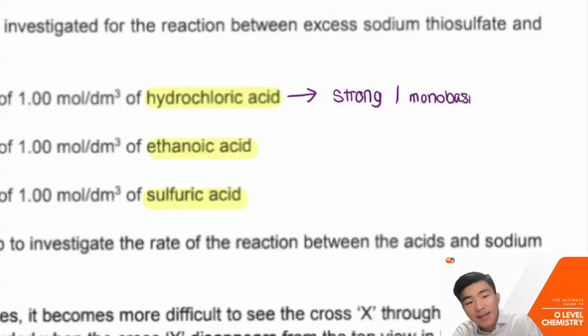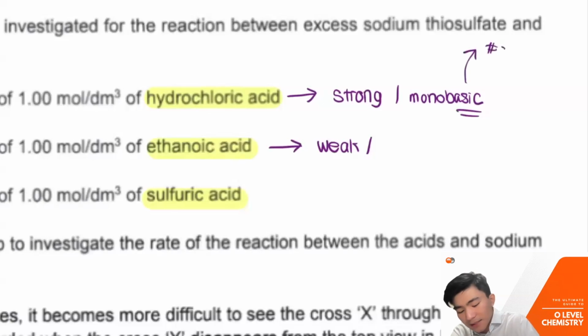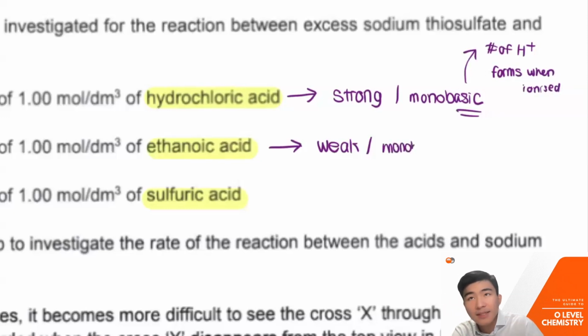Thank you, Melissa. Now, ethanoic acid, can anybody tell me, is it a weak acid or strong acid, monobasic, dibasic, or tribasic? Grace says weak acid, very good. Is it monobasic, dibasic, or tribasic? By the way, what does basicity mean? Basicity means how many H plus ions form when dissociated. Yes, thank you, Izati, it is monobasic.